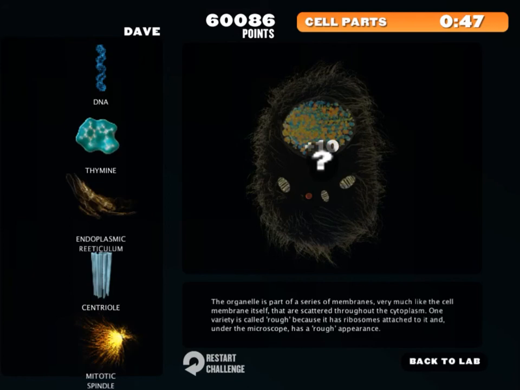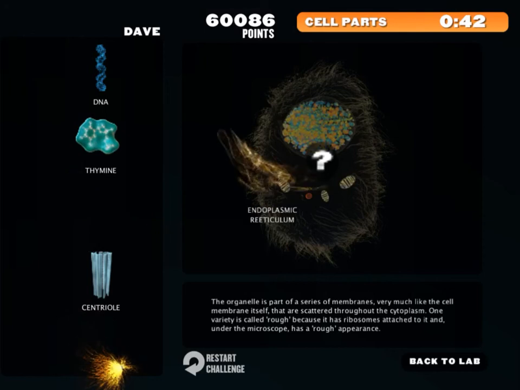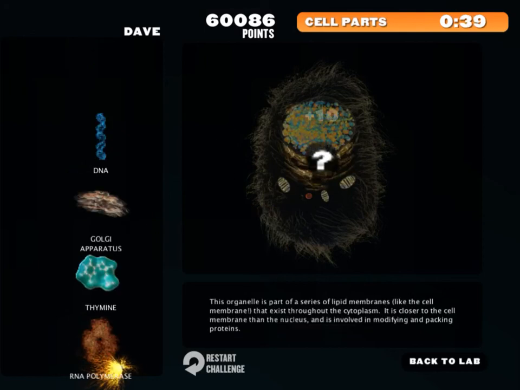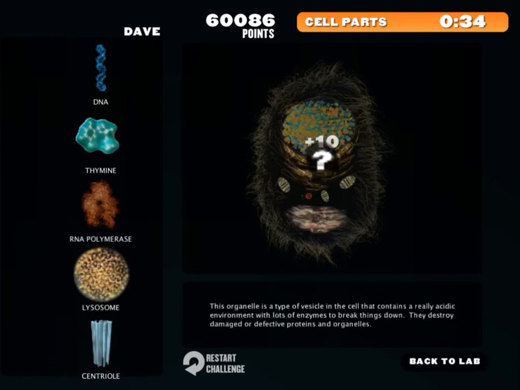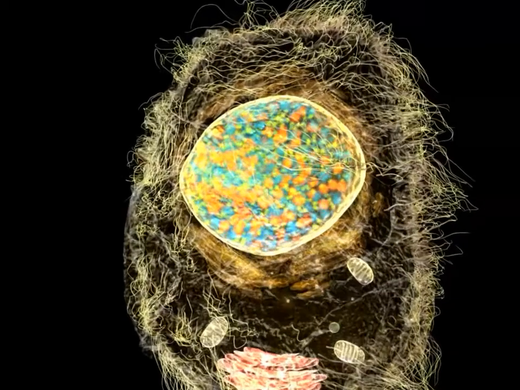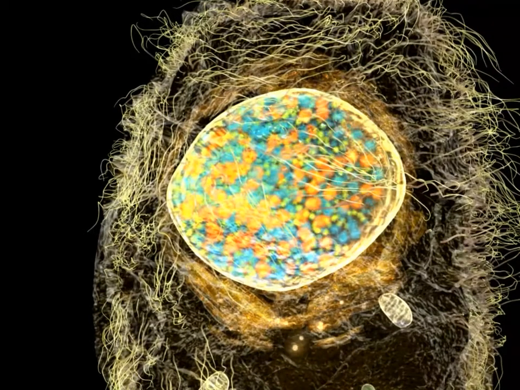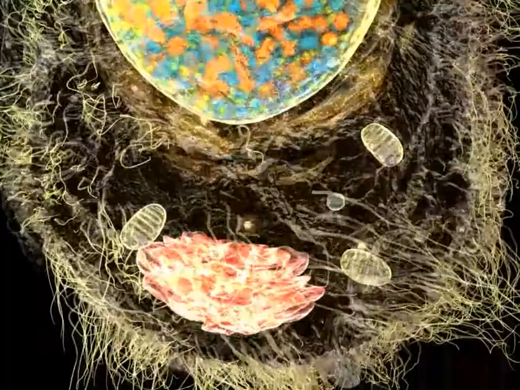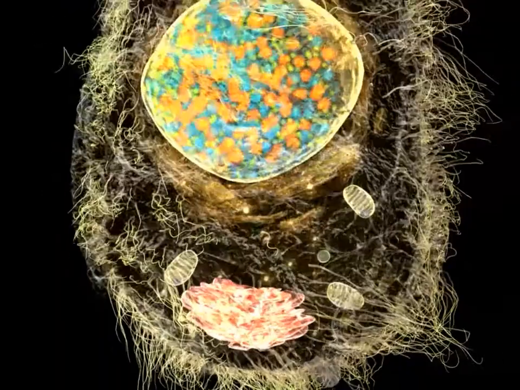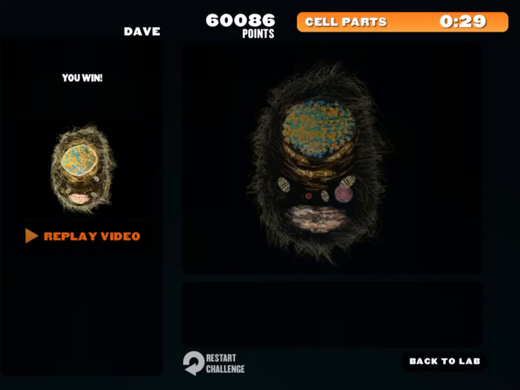So once you go through them and get it right here, it'll go through a video just showing you the cell and all the different parts of the cell that you've put in. And kids have to actually get a certain amount of points to be able to complete these challenges, so they have to explore the cells first. So you can see replay, or you can go back to the lab, or you can restart it.